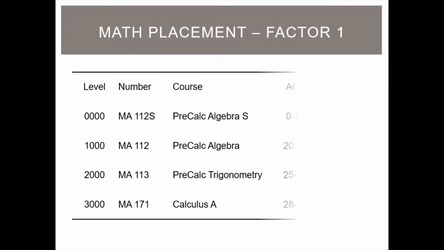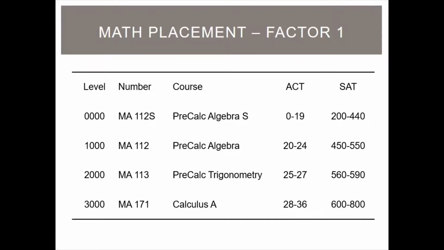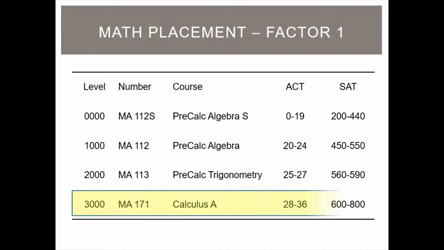This table shows all the possible math placement levels determined by ACT and SAT math subscores, from a level 0000, pre-calculus with algebra, to a level 3000, MA 171, Calculus A. If we consider the level 3000 placement, a student needs a minimum ACT score of 28 or a minimum SAT score of 600. Note that you cannot place higher than MA 171 via these test scores. To place into a math course above Calculus A, you will need AP, IB, or dual enrollment credit.